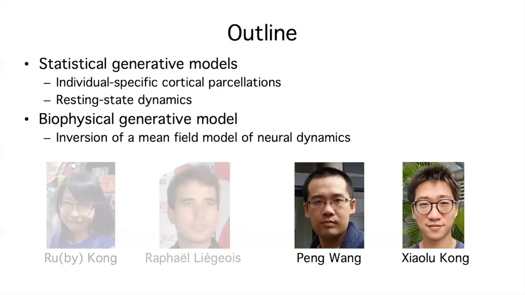So even though the autoregressive model explained the fMRI dynamics very well, it is a statistical generative model. So in some sense, it can provide certain insights into the brain, but deriving mechanistic insights is tricky. So for the last part of my talk, I'm going to talk about inverting neural mass models. This work was done by my postdoc Peng Wang and my student Xiaolu.